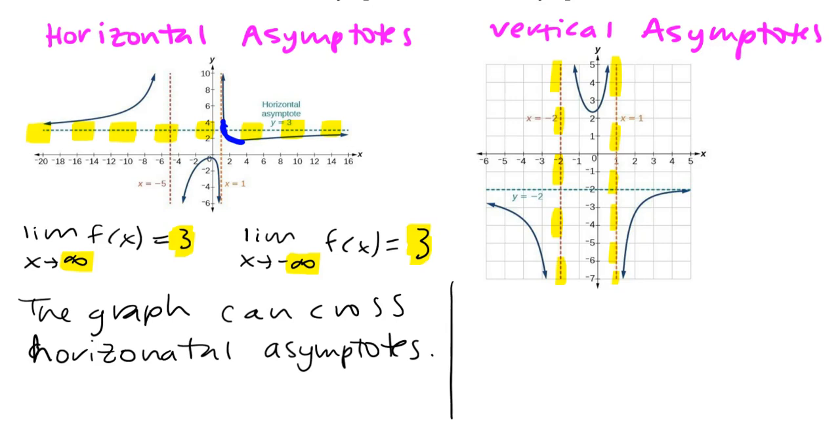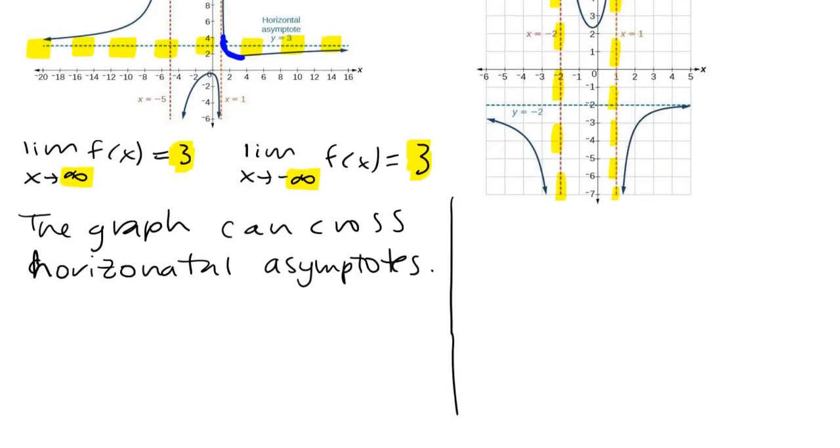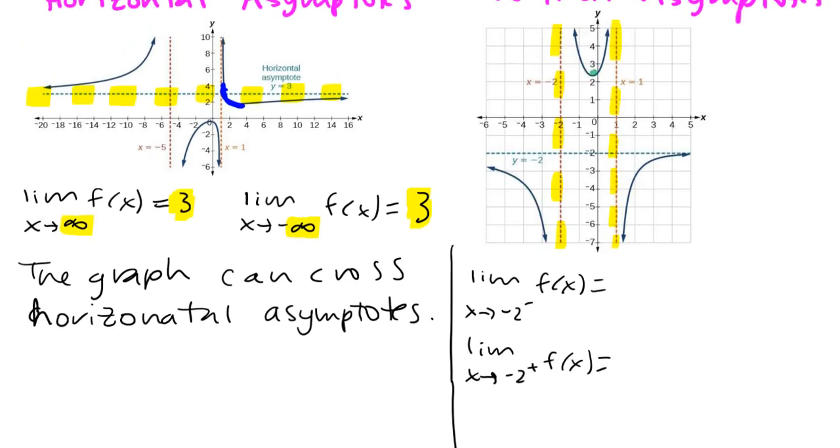We would say, well, the limit as x approaches, if you look at the graph, it looks like negative 2. We're going to look at negative 2 from the left, and then we're going to look at the limit as x approaches negative 2 from the right. So as you approach negative 2 from the left, you go to negative infinity. Let's move the graph down a little bit. Negative 2 from the right, you go to positive infinity. So let's go ahead and write those down. We said from the left was negative infinity, and this was the right.